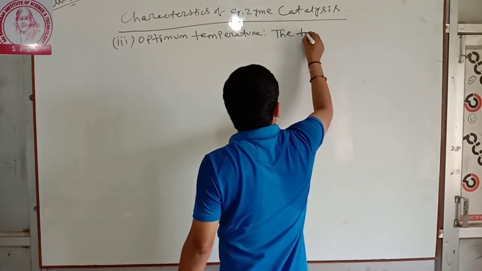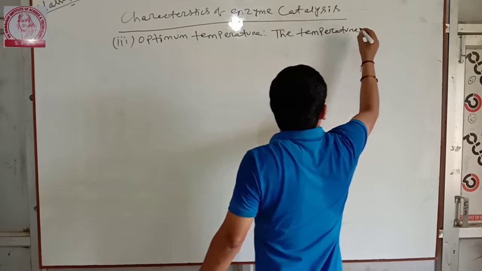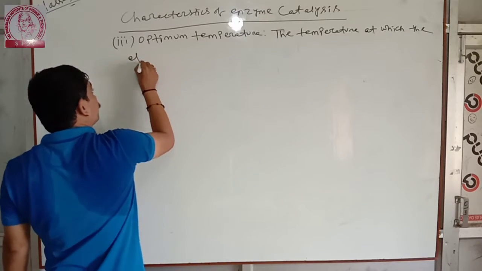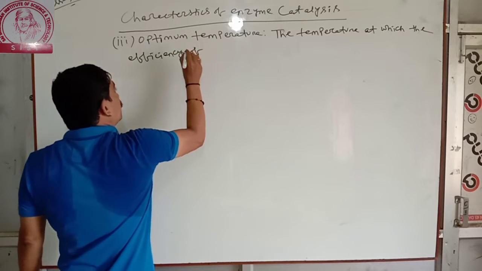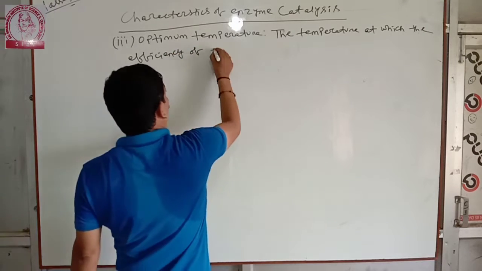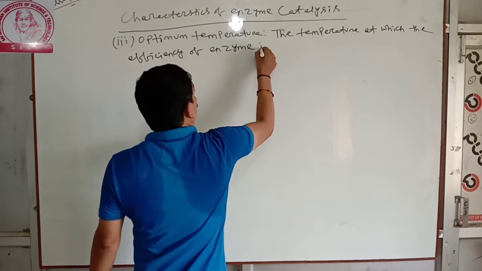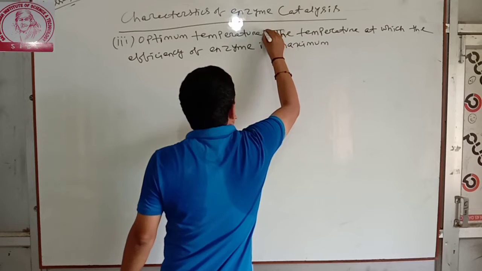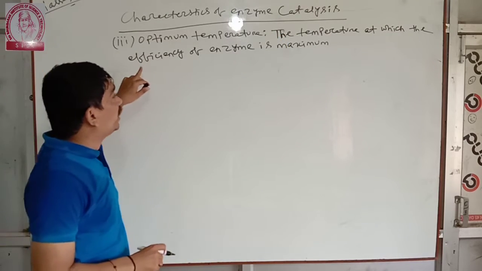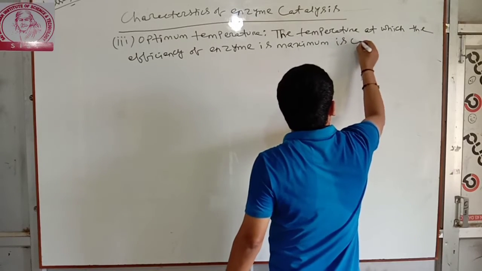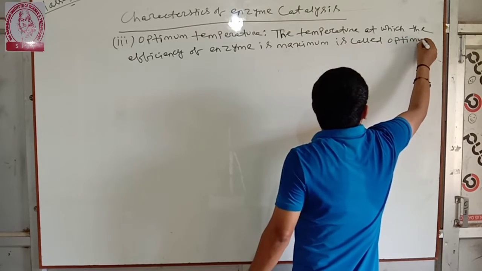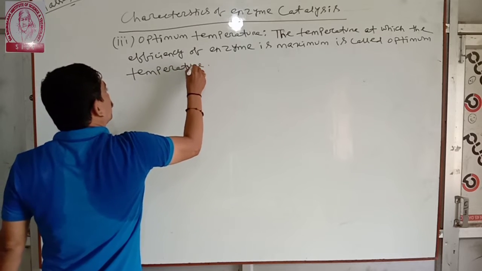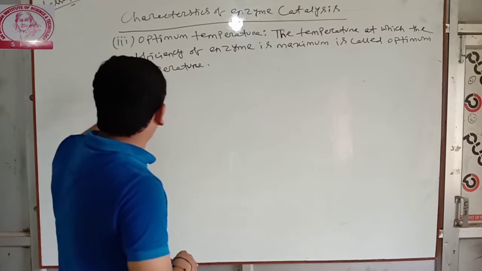The temperature at which the efficiency of enzyme is maximum is called optimum temperature.